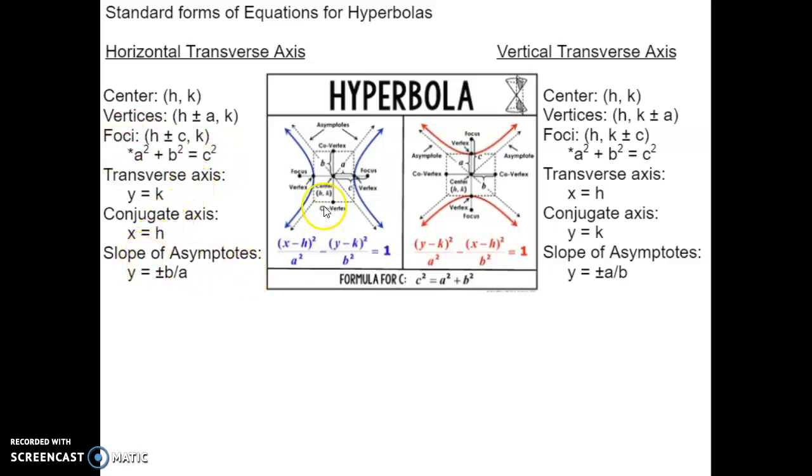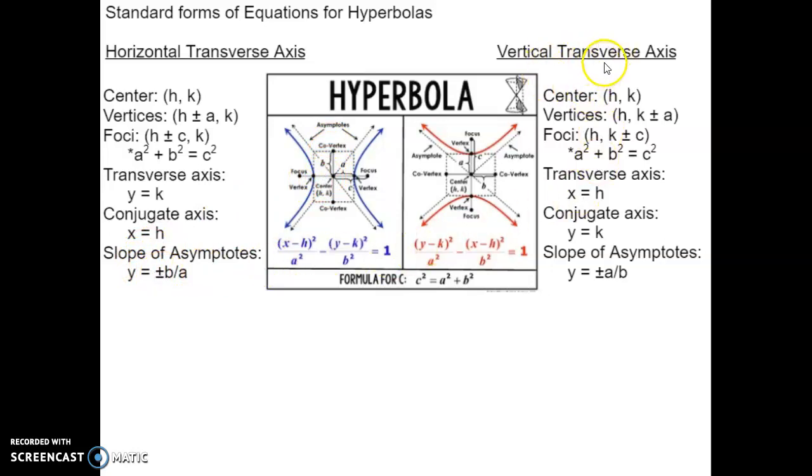The slopes of these asymptotes right here are going to have a slope of b over a. So the rise is b and the run is a. So that distance from the center to the vertex is on the bottom. That's our run, and our rise along the conjugate axis is b.